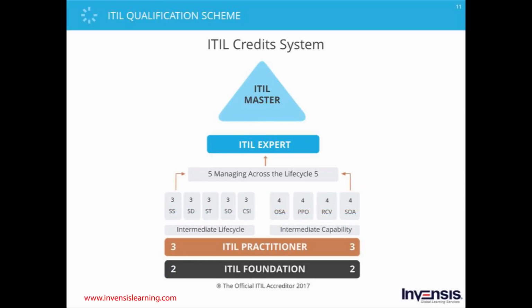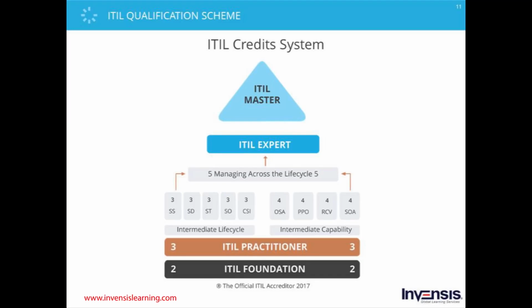But it is advised to pick maybe a couple from this side and three from this side, or vice versa. Have a good mix of that. The left side is known as intermediate lifecycle modules. The right ones are known as intermediate capability modules. This is capability, this is lifecycle.